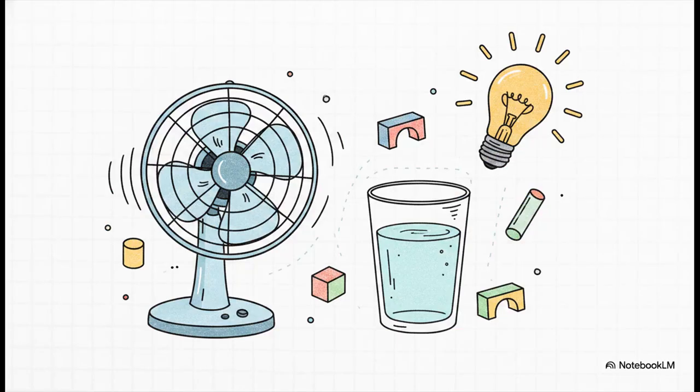So look around the room you're sitting in right now. Think about the speed of the air coming from a fan, the volume of water sitting in your glass, or the power of a light bulb overhead. Every single thing we measure is just a combination of those 7 basic building blocks. As you go through the rest of your day, ask yourself, what invisible basic blocks are structuring the physical world right in front of you?